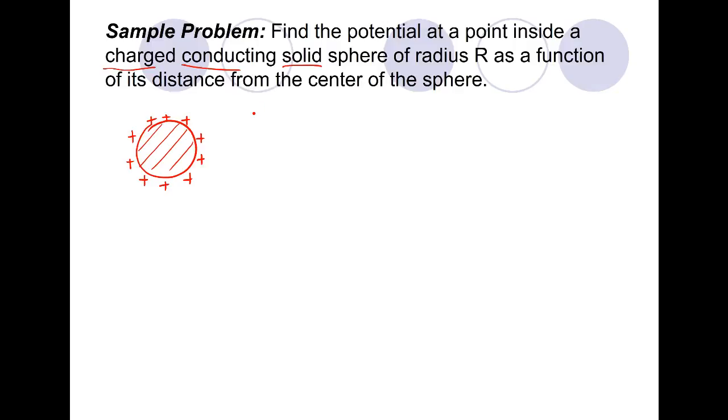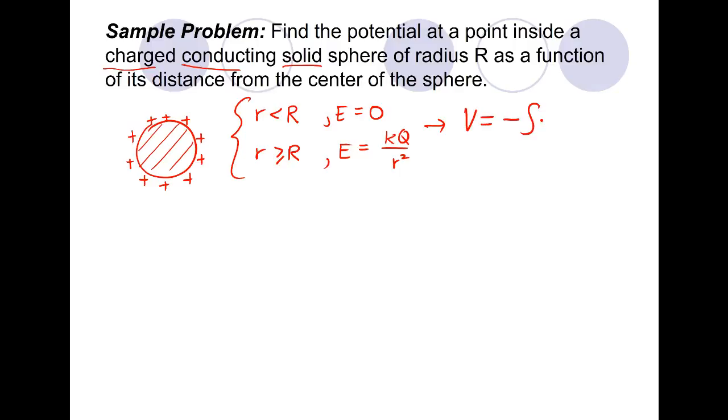First of all, we know that when r is less than big R, E is 0 from Gauss's law, because there's no charge enclosed. But when r is greater than R, we won't worry about the boundary. We'll say when it's equal to R as well. Then we just know that this is kQ over r squared. Okay? Now, if that's true, how do we get to V? Well, remember, V is negative integral of E dot dr.